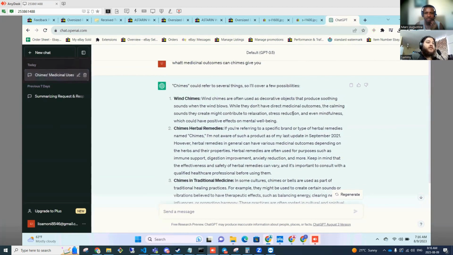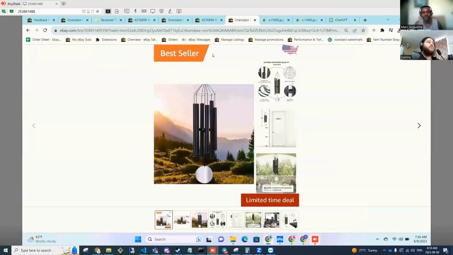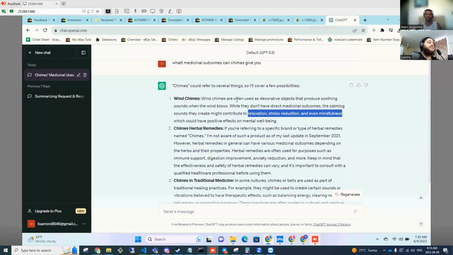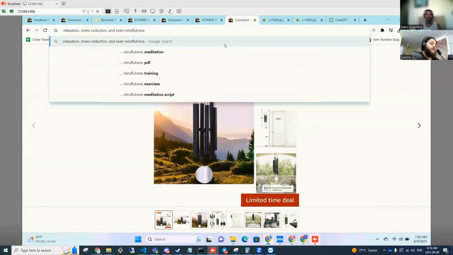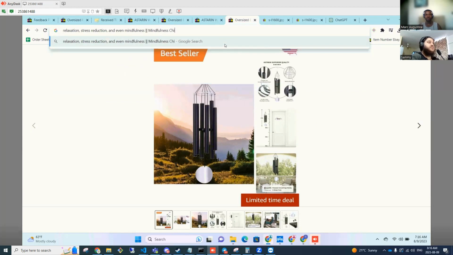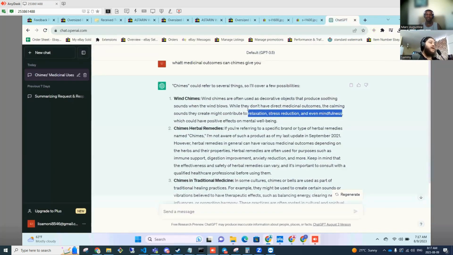So right over here, if I want to make this chime worth like 200 bucks, I would put something like "reduce stress." I would do exactly that, but I would put it like this. I would put it in my title, like mindfulness chimes, mindfulness wind chimes, or something branded like that, and "for deep relaxation." You know what I mean? I would try to find the hidden value behind the item.